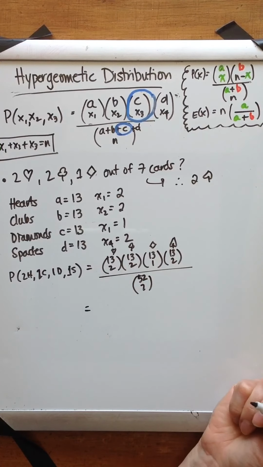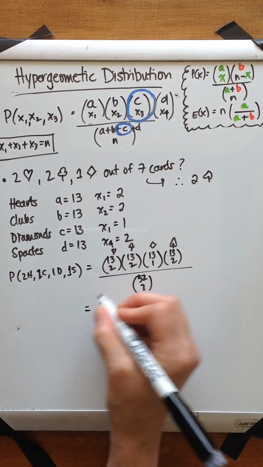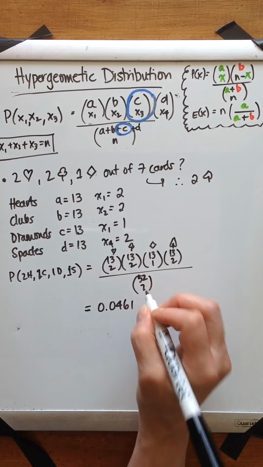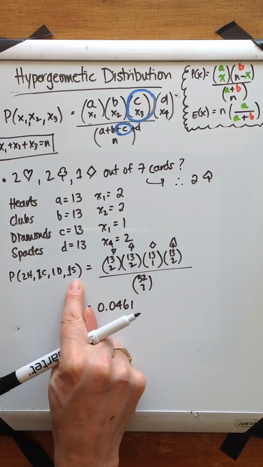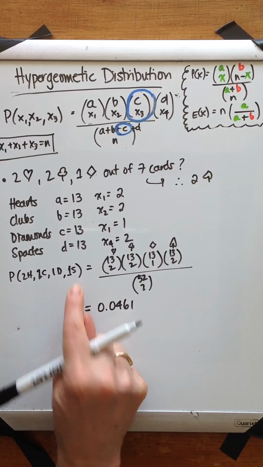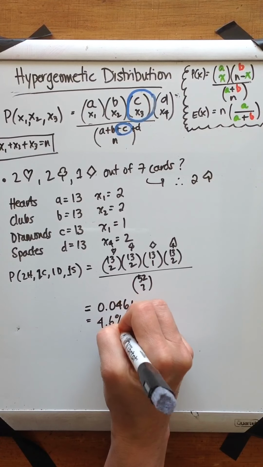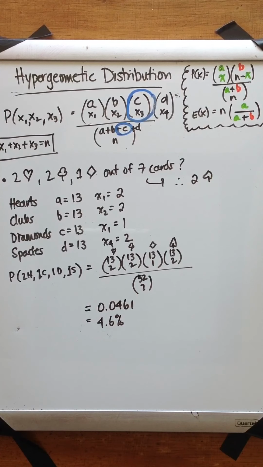And you can punch this into your calculator and you'll end up with, not surprisingly, a pretty small percentage, because this represents a very, very small set of all possibilities of 7 cards you could draw out of a deck. If you multiply it by 100, you get 4.6%. And there you have it.